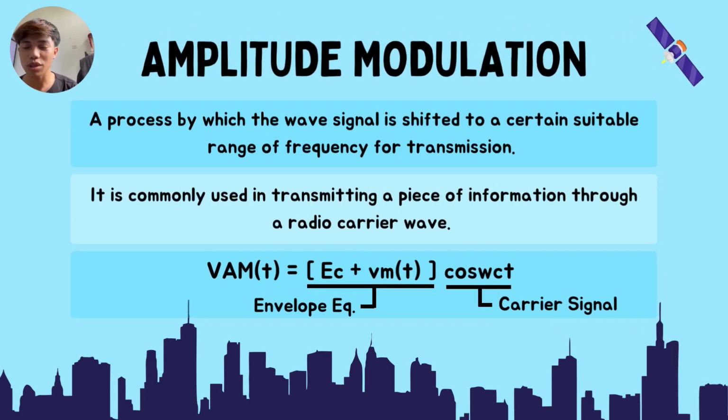Amplitude modulation is a process by which a wave signal is shifted to a certain suitable range of frequency for transmissions. It is commonly used in transmitting a piece of information through a radio carrier wave. This is the equation for amplitude modulation.